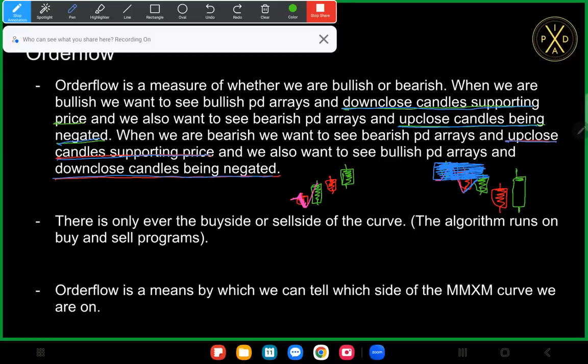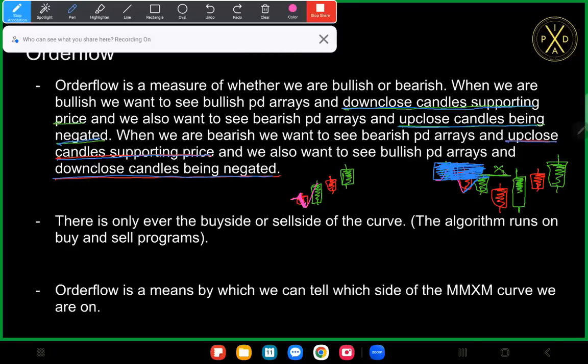started doing something like this, right? So now these up close candles are being negated. But just because those up close candles are being negated doesn't mean that we have a change in order flow. We need to then see these down close candles start to support price, right? So when we have something like this, then we can say that we have a change in order flow.